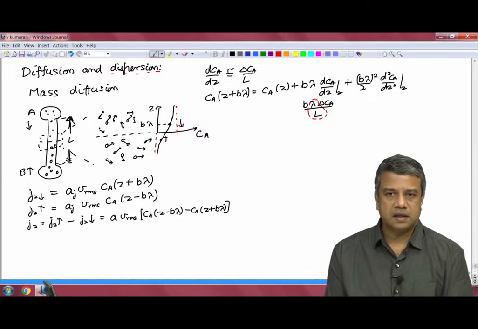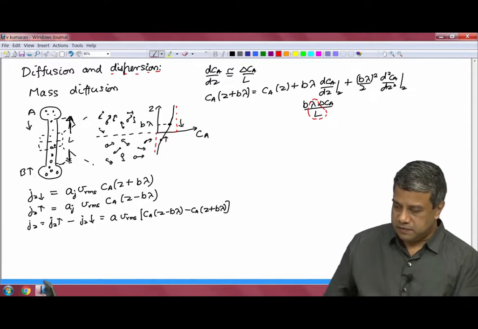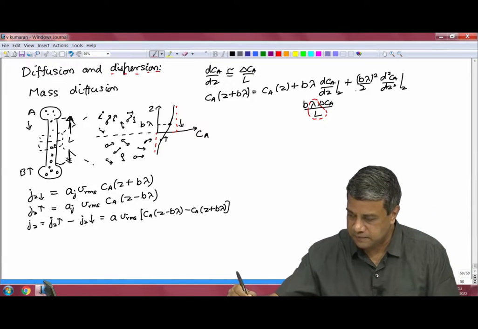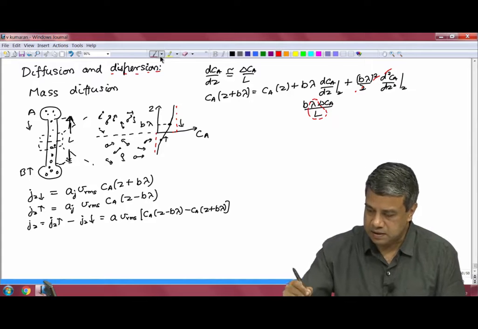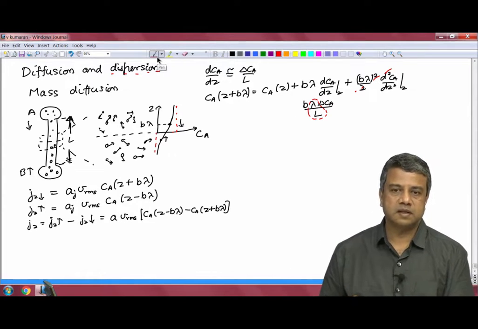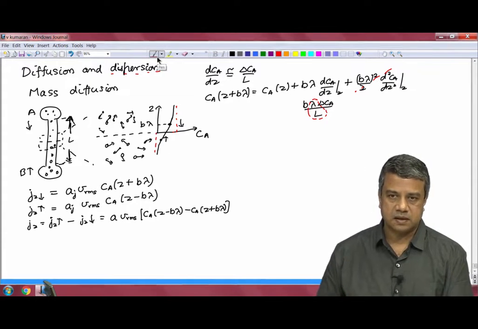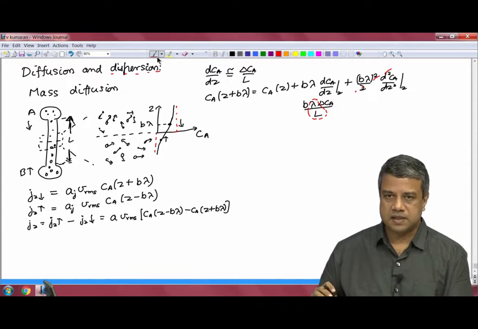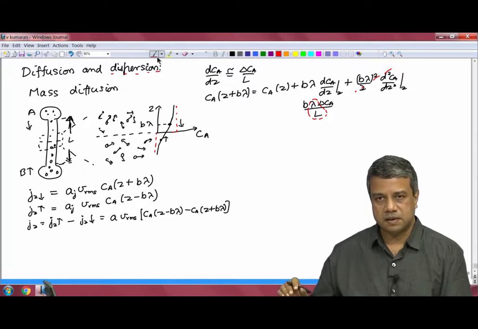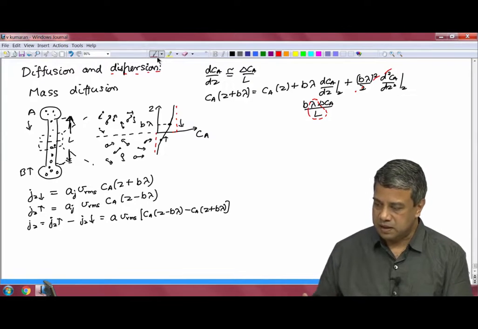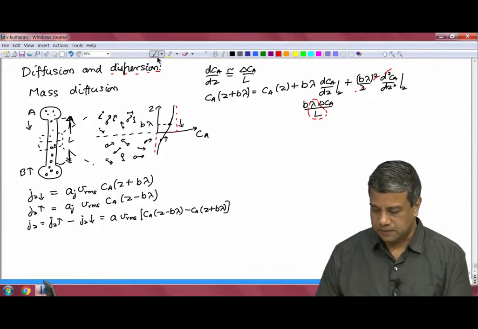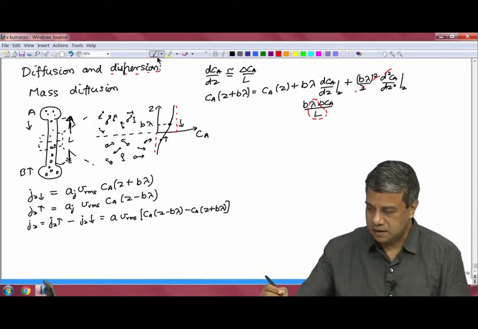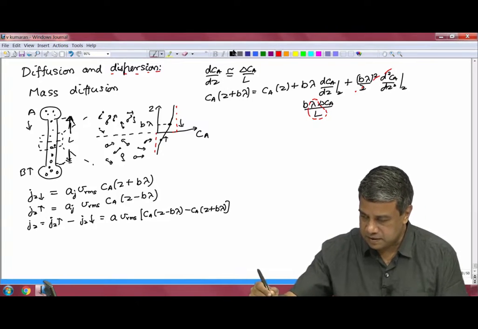So, in this limit I can truncate the Taylor series at just the first term. If I truncate the Taylor series at just the first term and neglect the second and higher terms in the limit where the mean free path is small compared to the macroscopic length scale, the system size L, the second term goes as lambda by L, the third term goes as lambda square by L square, and so on. In that limit I can truncate the series at just the linear term and use that in my expression for the flux.